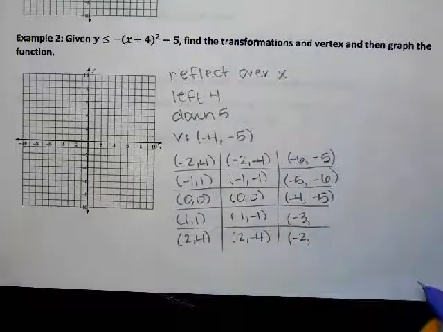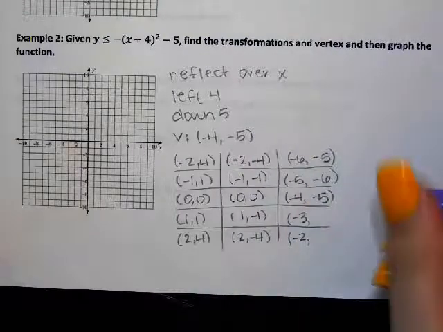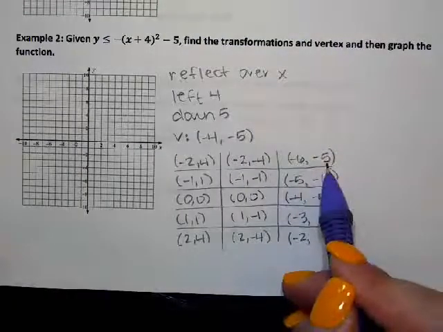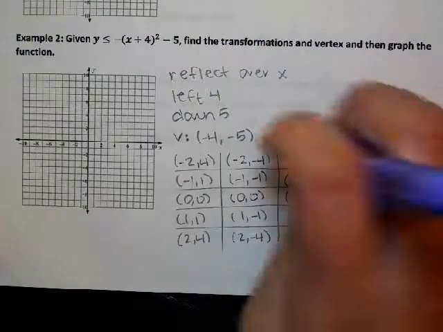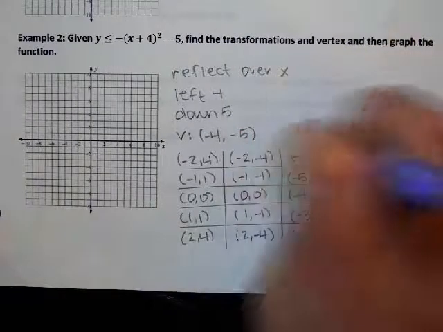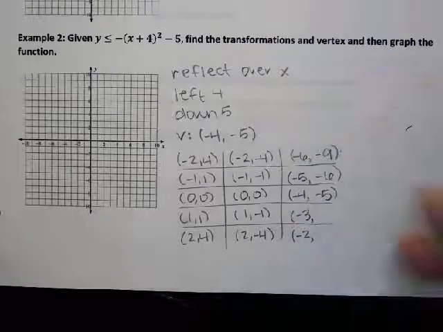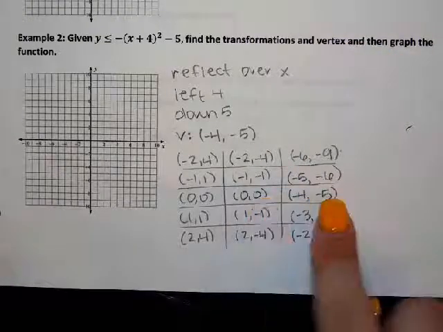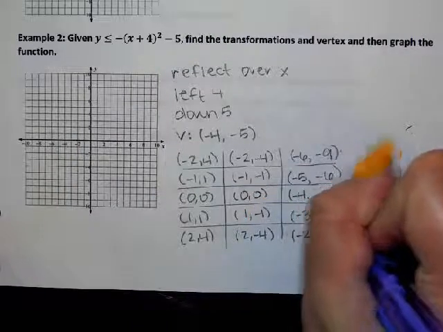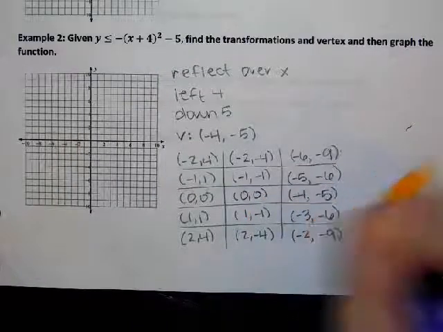You guys, I wrote -5 for down 5, and nobody even caught it. All right, -4 minus 5 is -9. All right. Down 5, down 5, down 5, down 5. Okay.